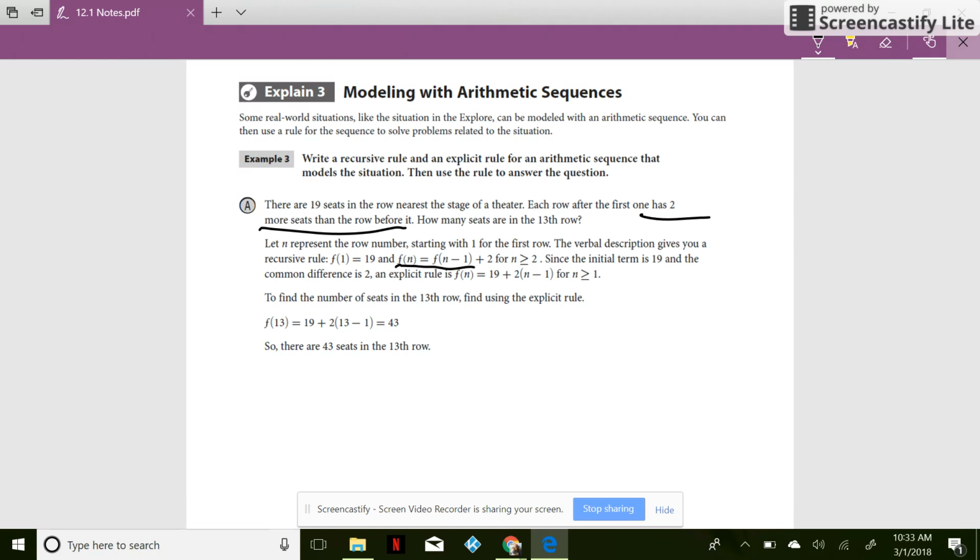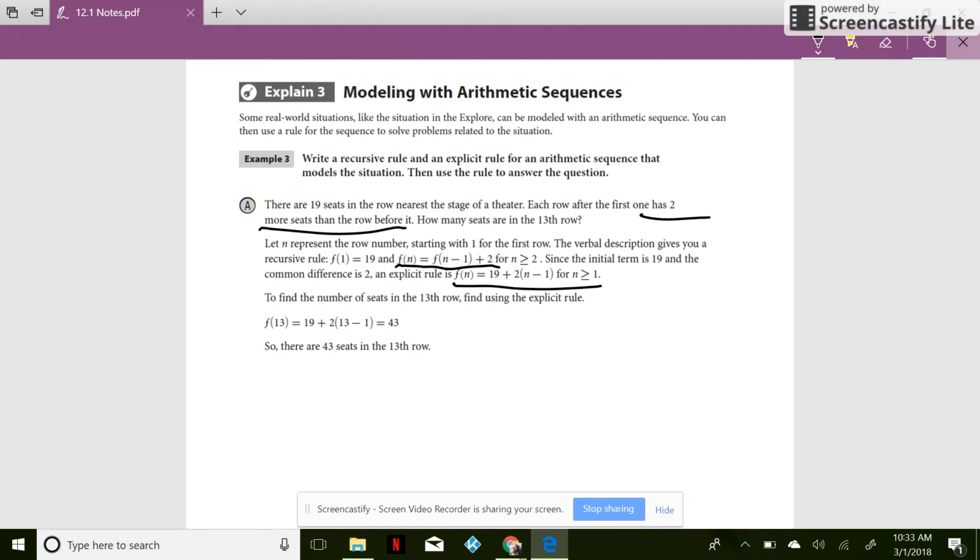So then the next row, row 2, would have whatever the previous row has plus 2. Each row has 2 more seats than the row before it, so for n greater than or equal to 2. Since the initial term is 19 and the common difference is 2, we can write that in explicit form. F of n is equal to 19 plus 2 times n minus 1, since we're starting at row 1, for n greater than or equal to 1.